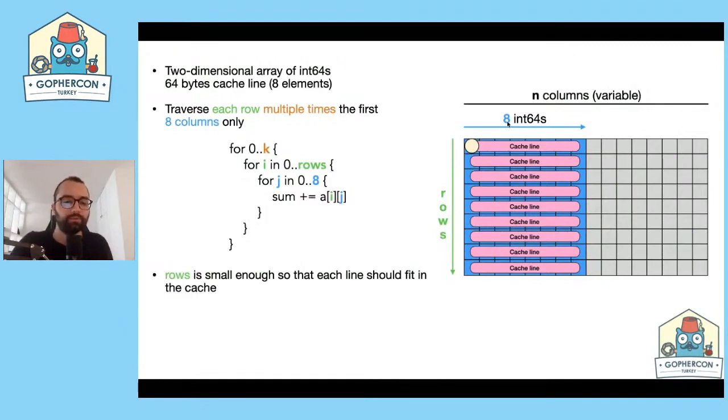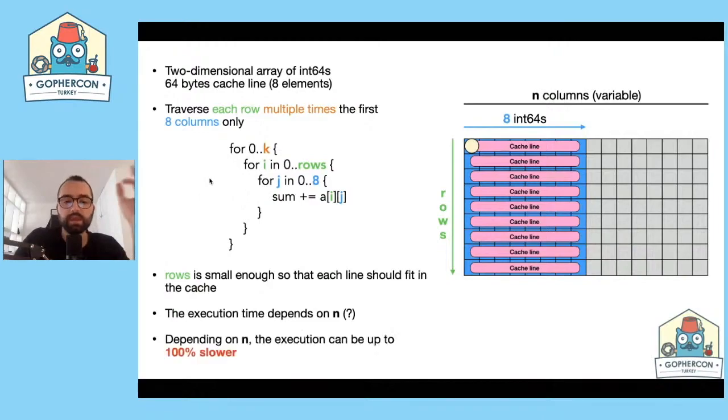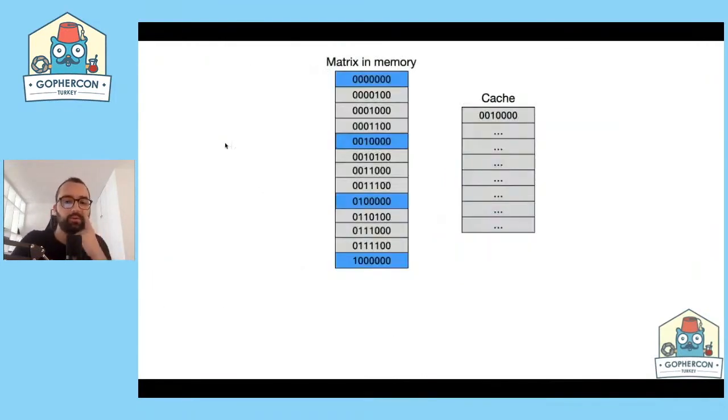And there is something important. What if I tell you guys that the execution time depends on n, which is the number of columns? What is even n? In this example, it's a factor that does not even appear in our algorithm. And depending on n, the execution can be up to 2 times slower. 2 times slower for a factor that we can't even see here. That's crazy, right? So let's try to understand the logic.